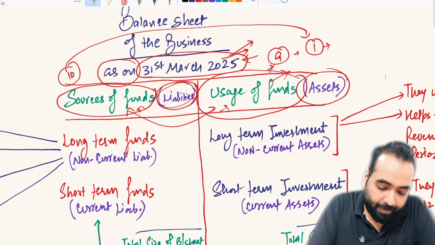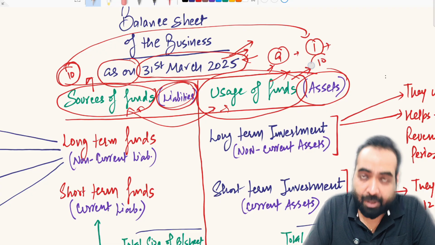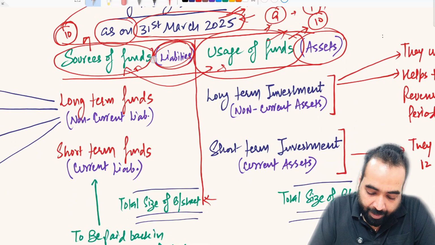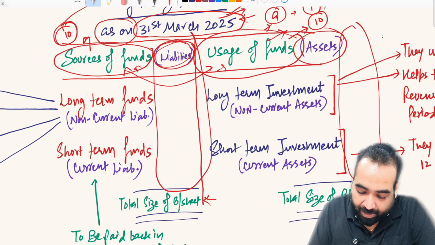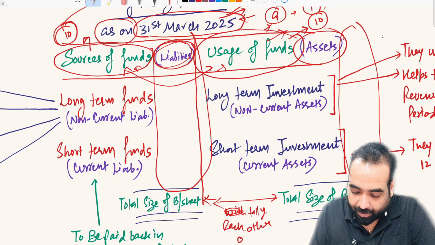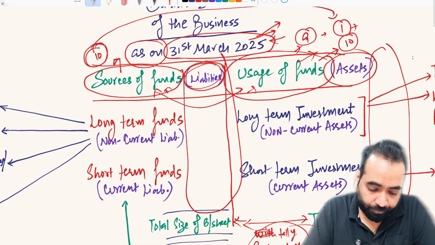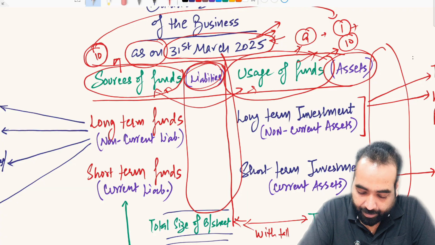So that means if total sourced funds are 10 rupees, then total usage of funds must also be 10 rupees. That means the total size of the balance sheet, I mean the total of funds sourced and the total of funds used, must tally with each other always. There cannot be a difference between these two sides, right? So now let me erase some things so that you can easily understand.